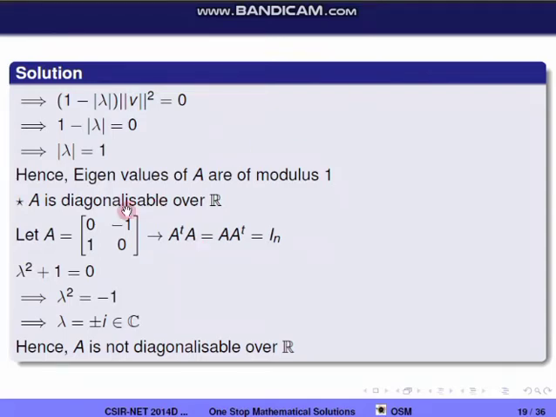So we can write the characteristic equation of this matrix, that is lambda square minus trace, that is 0, plus determinant of the matrix. So lambda square plus 1 is equal to 0. So we will get lambda square is equal to minus 1. That is lambda is equal to plus or minus i, which does not belong to R. Therefore A is not diagonalizable over R.